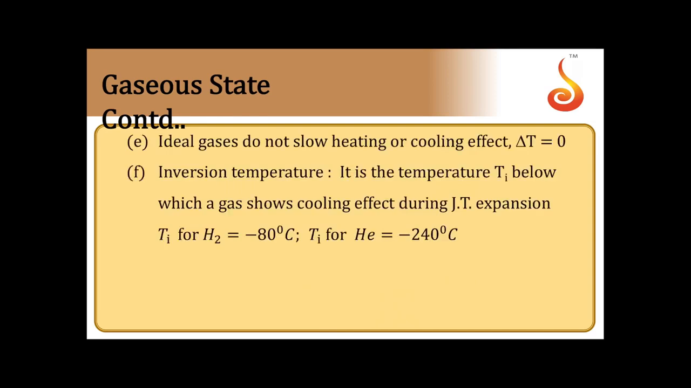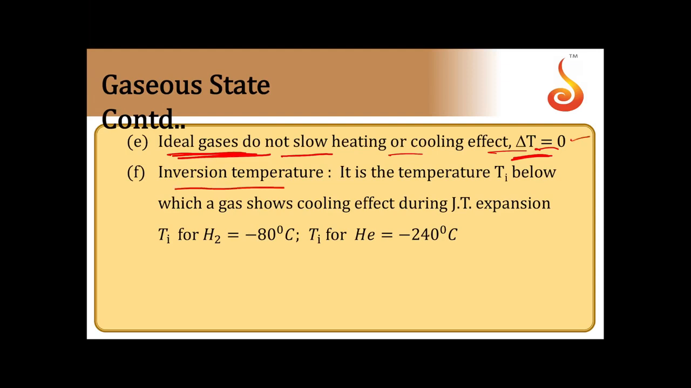Then comes the ideal gases. Ideal gases do not show the heating or cooling effect. Delta T is always equal to 0. That is because they do not have any force of attraction. Therefore, the molecules need not do work to overcome the attractive forces. When there are no attractive forces, no work is being done, and therefore no energy is being spent. Hence, we cannot see a decrease of temperature. So therefore, ideal gases do not show either heating or cooling effect. Hence, delta T value will be equal to 0. This is completely regarding Joule-Thomson effect.